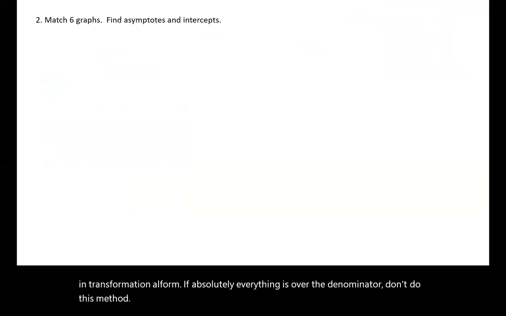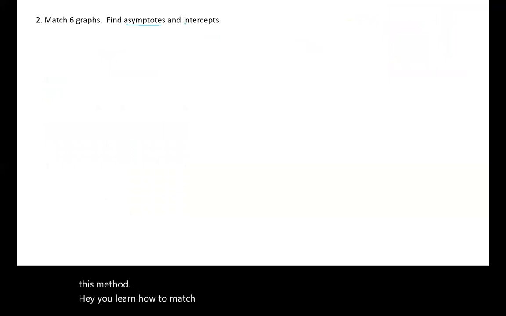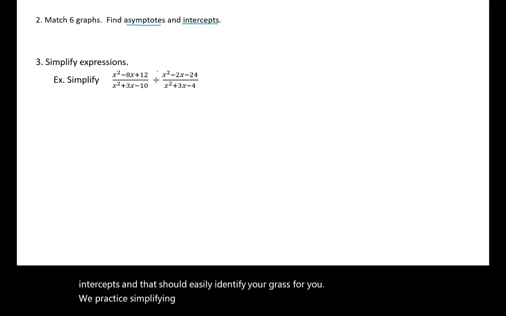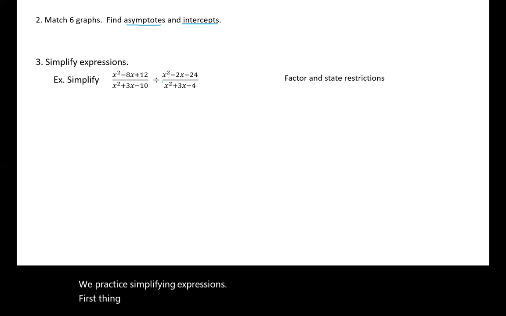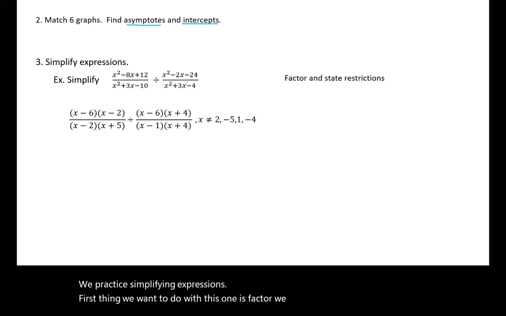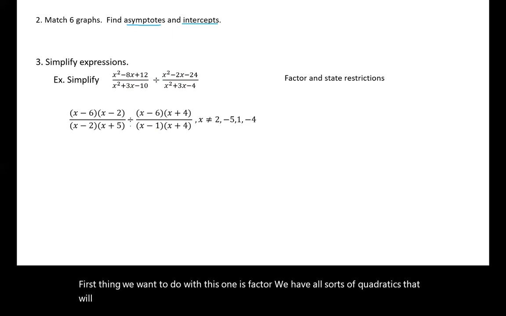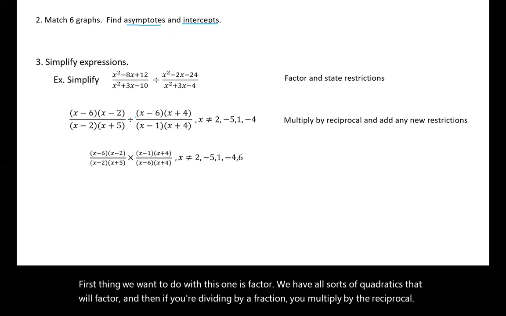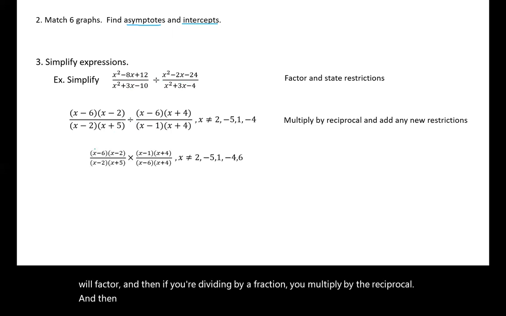Okay, you learned how to match graphs. Matching graphs, you find asymptotes and intercepts, and that should easily identify your graphs for you. We practice simplifying expressions. First thing we want to do with this one is factor. We have all sorts of quadratics that will factor. And then if you're dividing by a fraction, you multiply by the reciprocal. And then look for like terms on top and bottom.